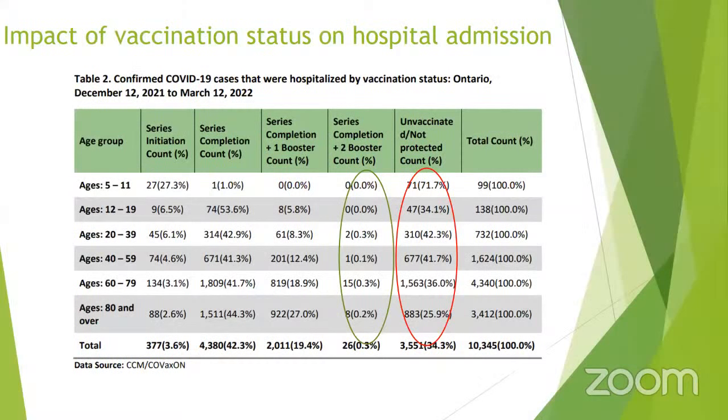The next few slides here are just some data that Public Health Ontario has compiled, and it's regarding our hospitalization, ICU stay, and death rates. So these would be from December 2021 to March 2022. And then on each slide is highlighted just the rates of numbers who are fully vaccinated with a booster versus not vaccinated at all. So this slide would be speaking to our hospital admission rates, and you can see the total number here with a series completion and boosters, 26 or 0.3% versus over 3,500 or 34.3% for those unvaccinated.